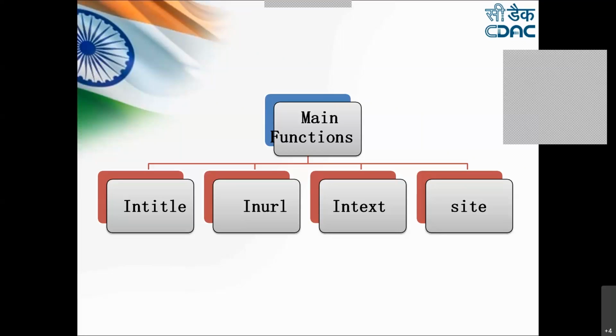Then we have the next one, site. Site basically limits the scope of a query to a particular website. So if I want to search in cdag.in, I can very simply write site:cdag.in. And then I can also attach any of the other main functions along with it. Maybe I can say intext:cybersecurity. So it will search inside the cdag.in website for cybersecurity related content and will give me complete details about it.